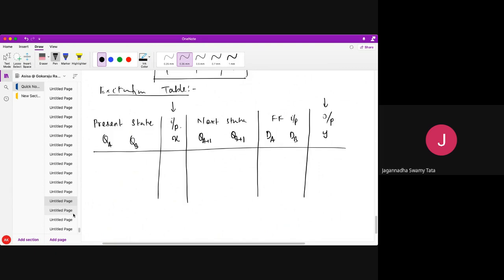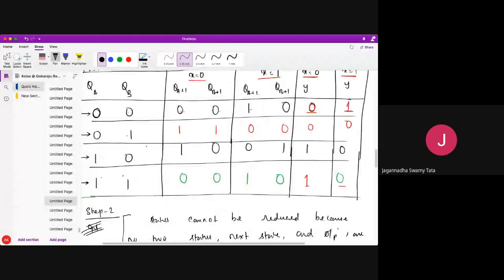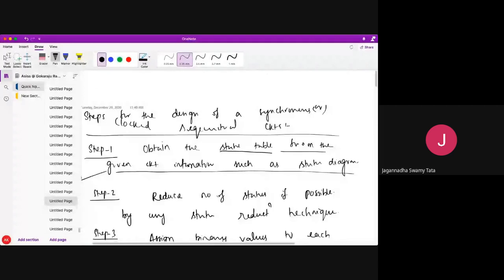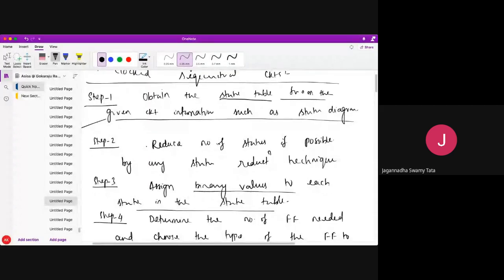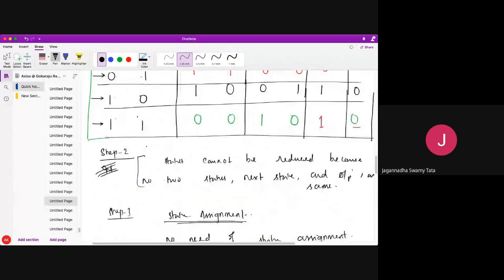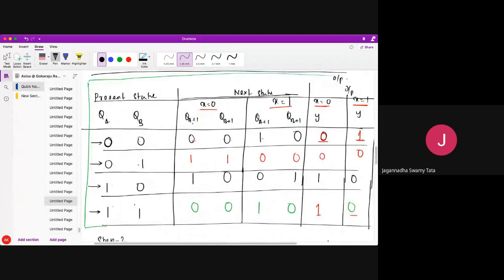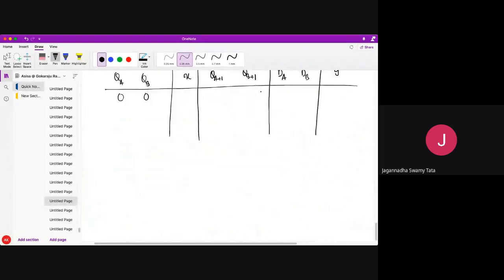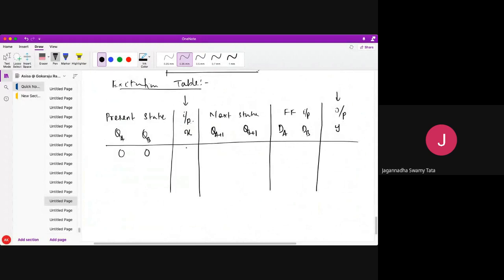So in this excitation table, tell me for present state 0 0, and input, from the state table. What has he told? You have to derive the excitation table and output table from the state table. In the state table, for the present state, how many inputs are there? X equal to 0 as well as X equal to 1. So you can write down here, for present state 0 0, X equal to 0 and X equal to 1. It has 2. Am I correct, students?